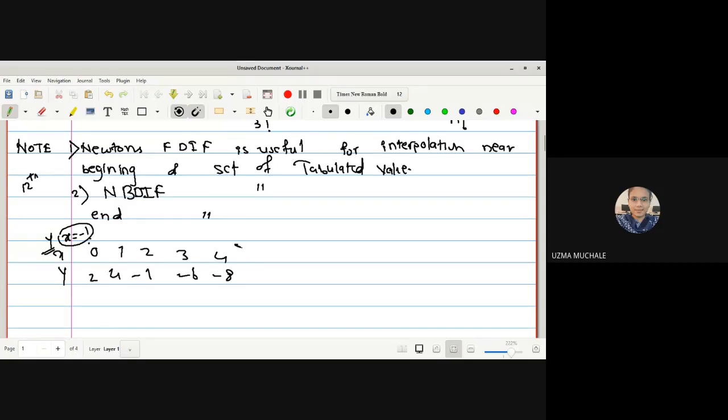And suppose a question is asked to find the value of y at x equal to 5. At that time you can use Newton's backward difference interpolation. That means we can use this interpolation near the end of tabulated values. So this is the meaning of these two notes: if you have to find the corresponding value of y near the end of the tabulated values, at that time you can use backward difference. If you have to find it near the beginning, it is forward difference. But it is not that you must use backward for an end value; you can use forward also, but it is somewhat not easy to find. If you use backward, it will be easier to find by using the backward difference interpolation formula. Have you understood?